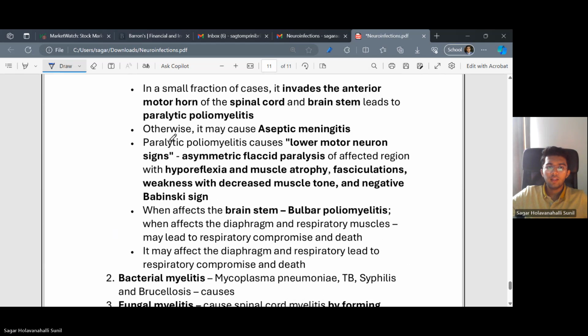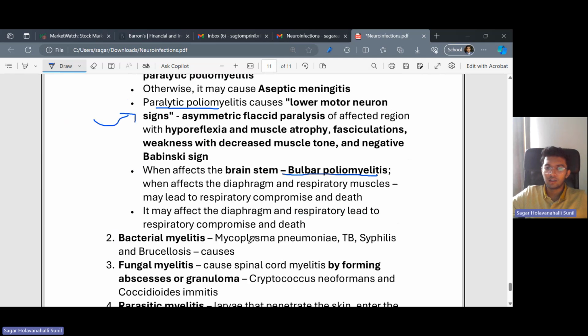And over here, I mentioned how exactly it would work pathophysiologically and what the signs are. You have paralytic poliomyelitis. You can have bulbar poliomyelitis. This bulbar poliomyelitis is going to affect the brainstem because it's bulbar. If it's going to affect the brainstem, you know that there's respiratory centers and there is cardio centers. So there can be respiratory compromise and death, and can also possibly affect the cardiovascular rhythm.